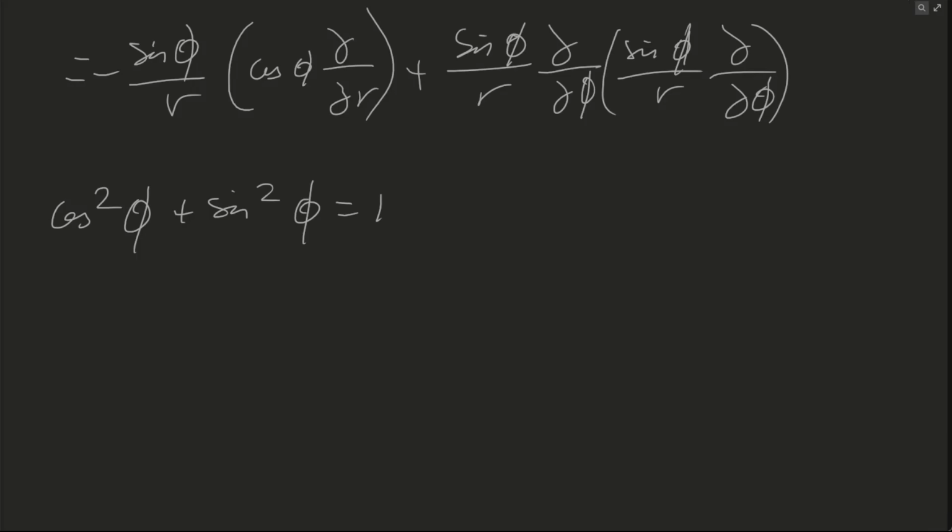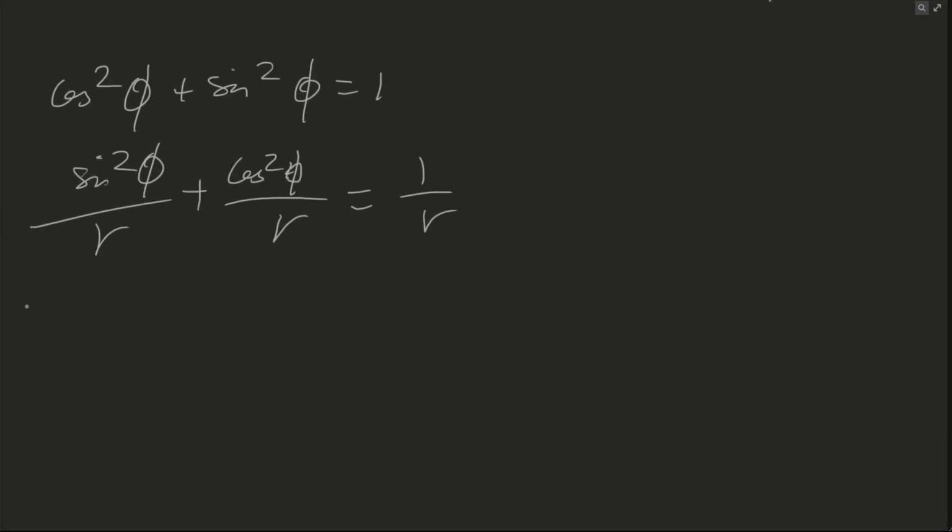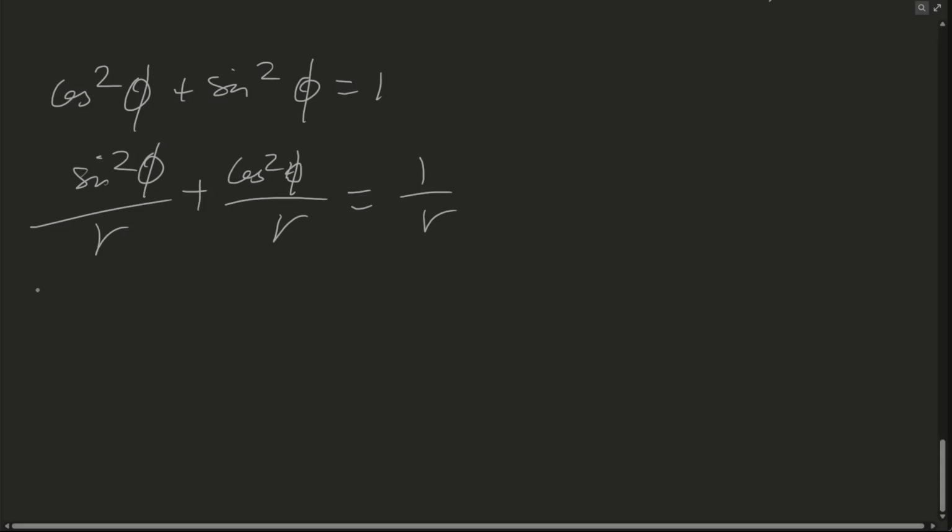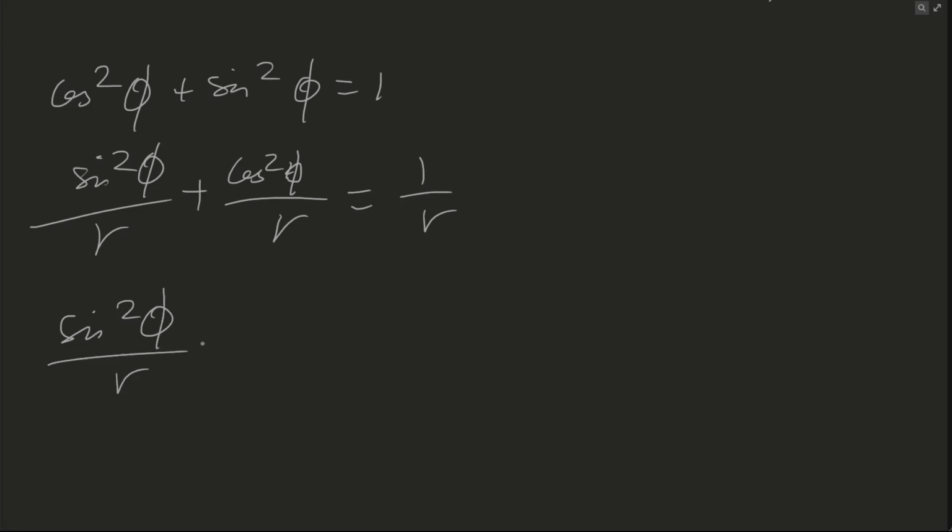When we do the partial with respect to r, we get sine squared phi over r plus cos squared phi over r, which is equal to 1 over r, because we factor that out. And then finally, if we do the second derivative with respect to phi, we get sine squared phi over r plus cos squared phi over r, equal to 1 over r squared.